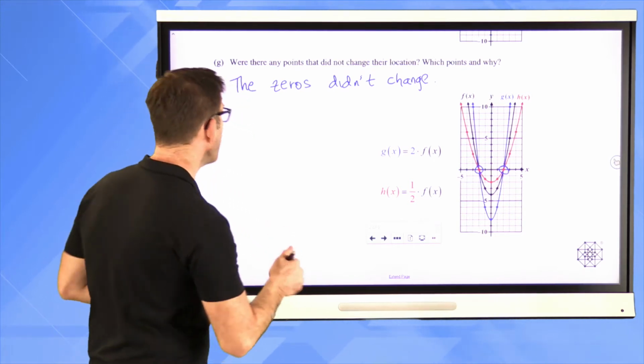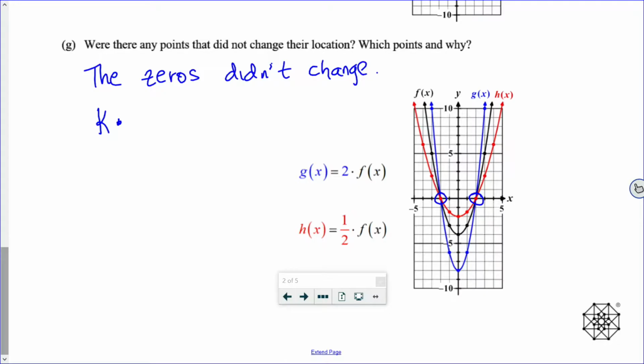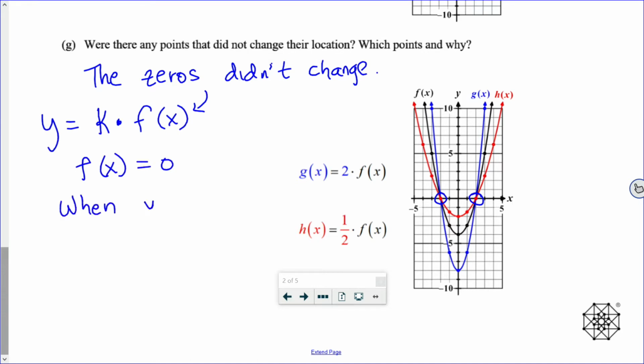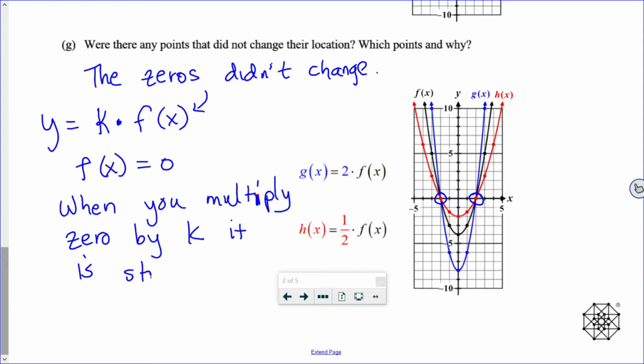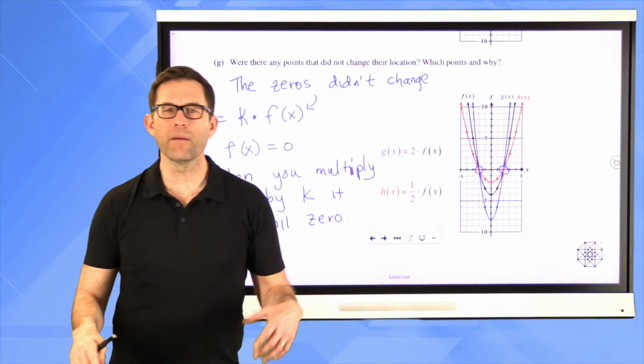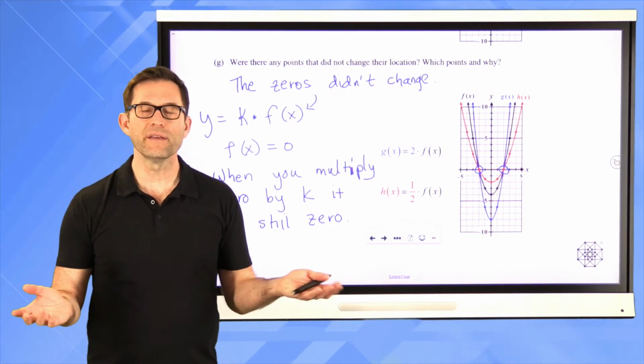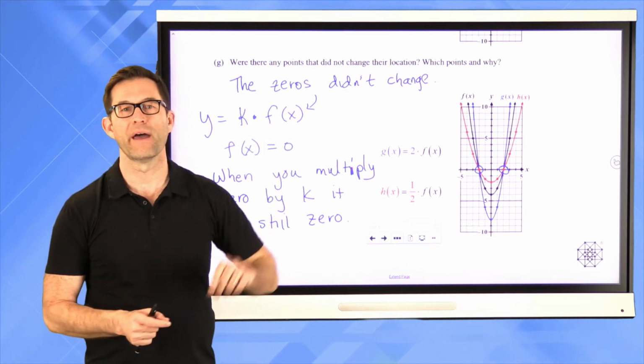Now, why don't the zeros change? Well, keep in mind, when we have something like k times f of x, at the zeros, f of x is equal to 0. And when you multiply 0 by k, it is still 0. The idea here is, forget about vertical stretching and compressing. We're basically taking all the outputs and multiplying them by a number, right?